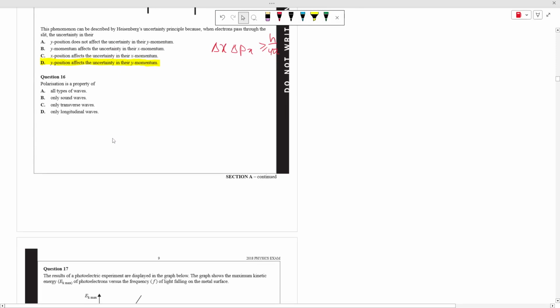Question 16. Polarization is a property of what? All types of waves, only sound waves, only transverse waves, only longitudinal waves. Well, the answer there is C. Only transverse waves can be polarized, longitudinal waves can't be polarized. Sound is a longitudinal wave, and it can't be all types of waves because longitudinal waves can't be polarized, so the best option there is option C.